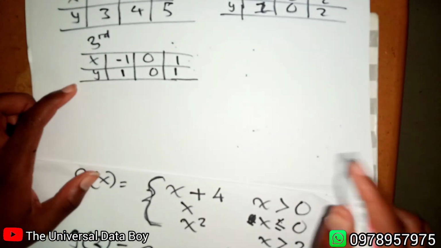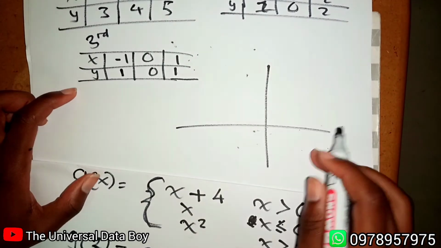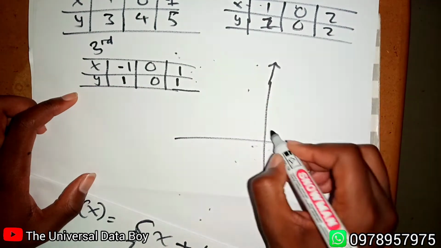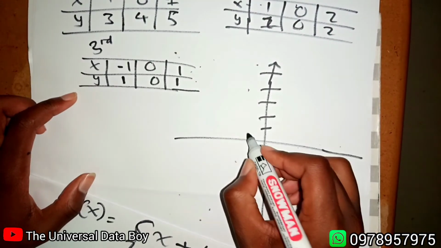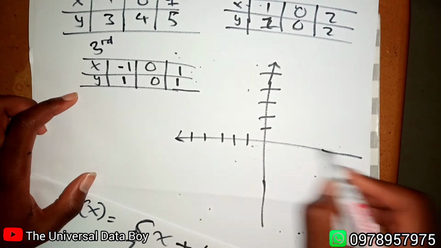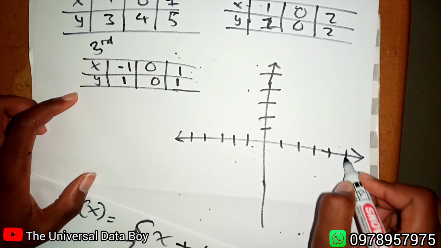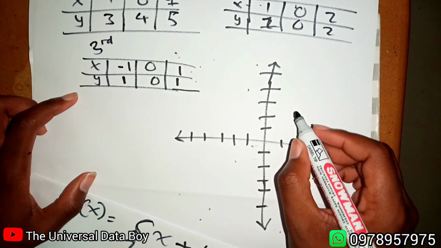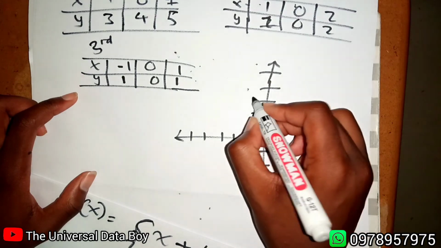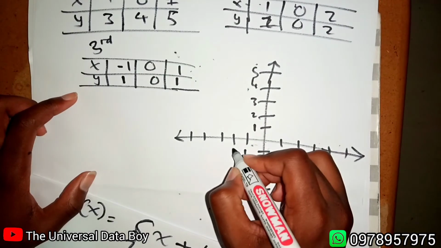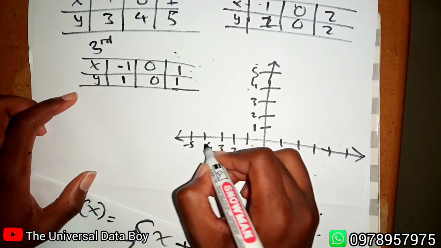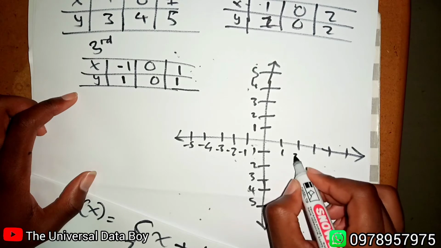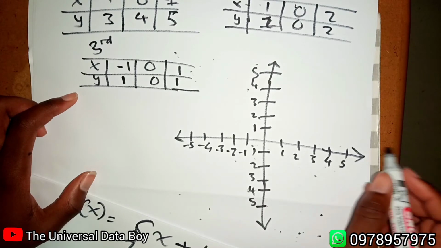So when you try to graph these now, just a rough sketch, you're going to have 1, 2, 3, 4, 5 on each axis, and negative 1, 2, 3, 4, 5 on the negative sides. These are negative.